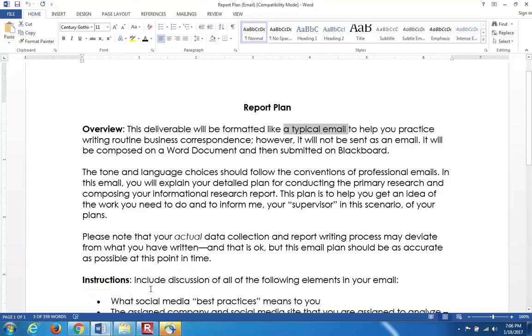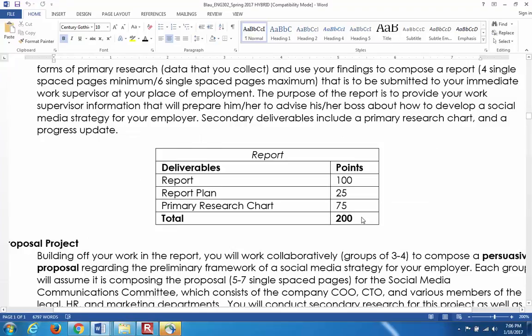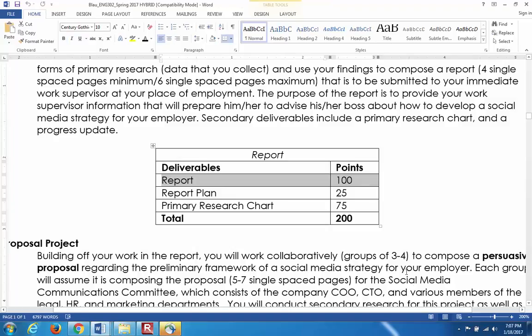So as a little recap, this is the breakdown and the number of items that is in the report unit. So of course you've got that main report, which is the final draft. It's worth a lot of points. It should be wonderful and lovely. That's the thing that's 4 to 6 pages, written to your work supervisor, the little old lady.